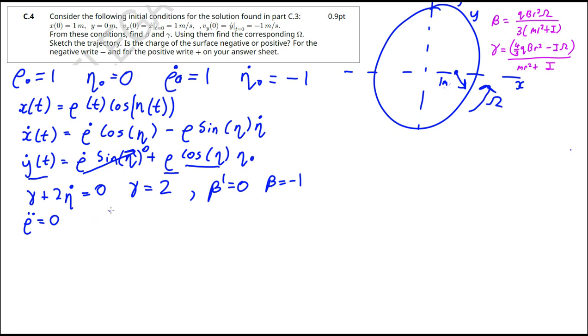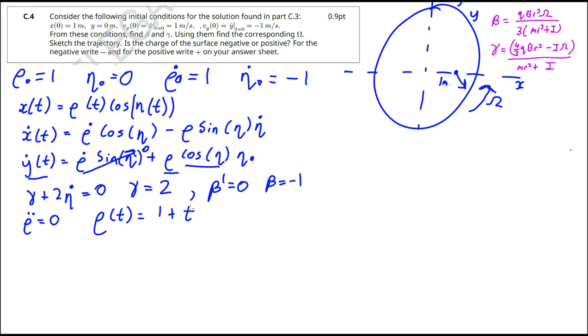Now, once we have that information, we know that rho started at a value of 1. And we know that rho has a gradient of 1 and no acceleration. So that means we can actually just find the functional form of rho directly here. So in this case, it's just going to be 1 plus t.